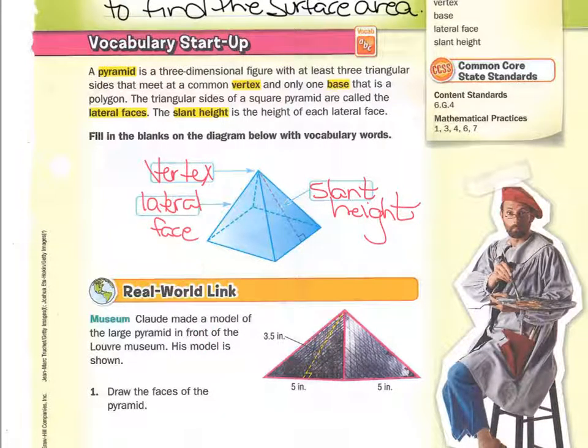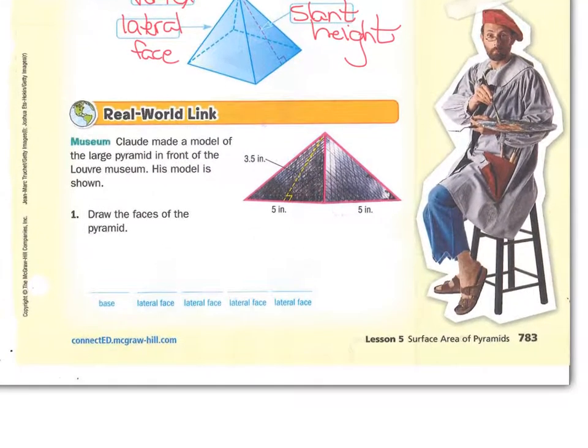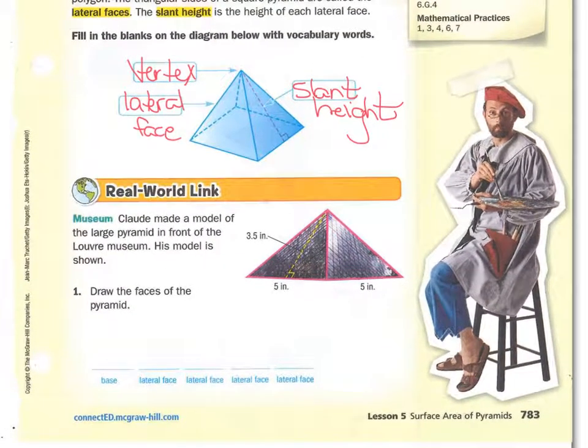Let's talk about a real-world link now. Okay, this is Claude Monet. He's an artist, a very famous old artist. Claude made a model of the large pyramid in front of the Louvre Museum. You say that Louvre. That's a famous art museum in France. His model is shown. This is his pyramid. Draw the faces of the pyramid.